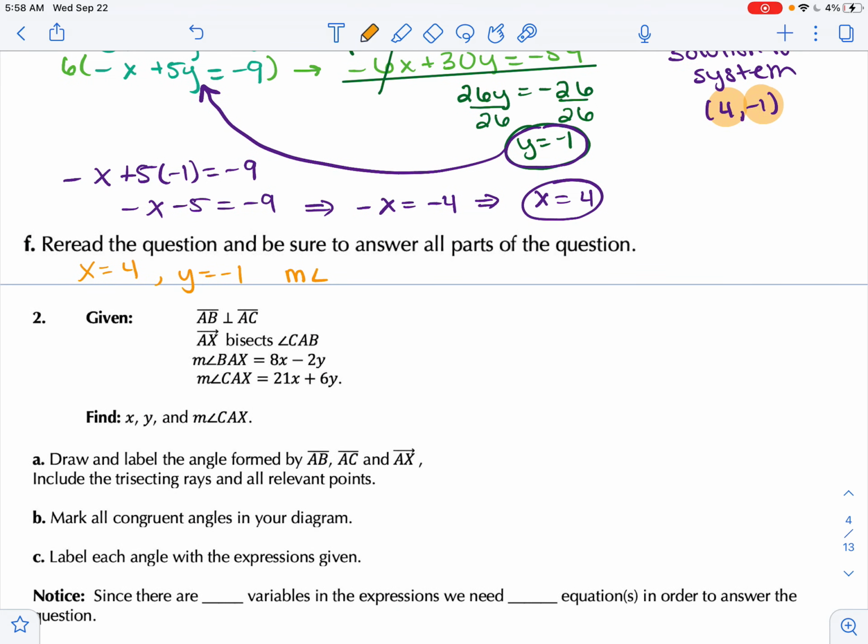Making that statement completes this problem. So my final answer: x equals 4, y equals negative 1, the measure of XYZ equals 15.